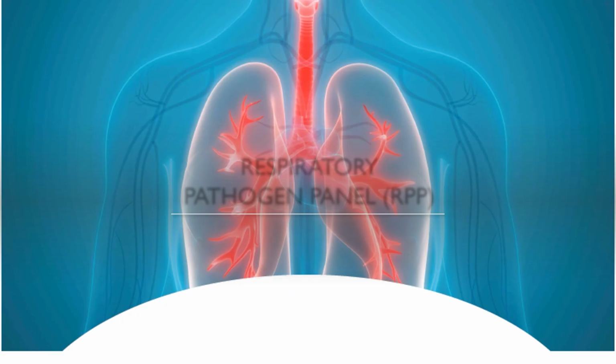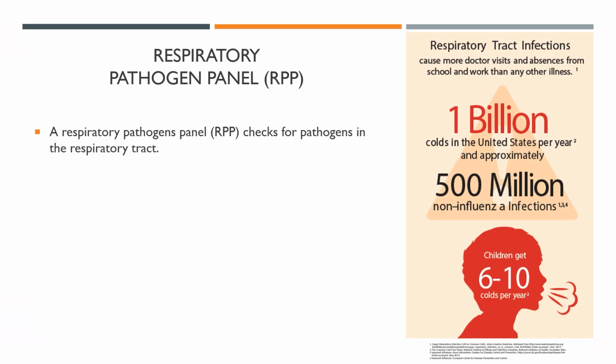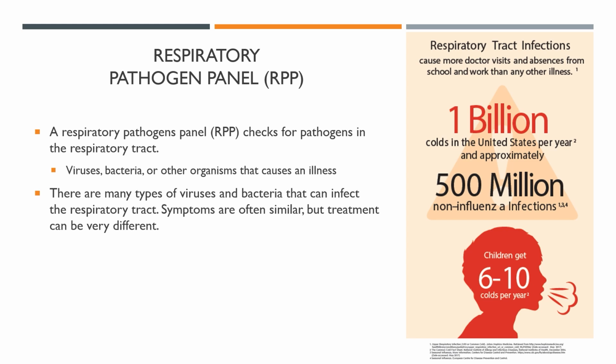Respiratory pathogen panel, or RPP. RPP checks for pathogens in the respiratory tract. That includes viruses, bacteria, or other organisms that cause an illness. There are many types of viruses and bacteria that can infect the respiratory tract, and symptoms are often similar, but treatment can be very different. That's why it's important to make the right diagnosis.